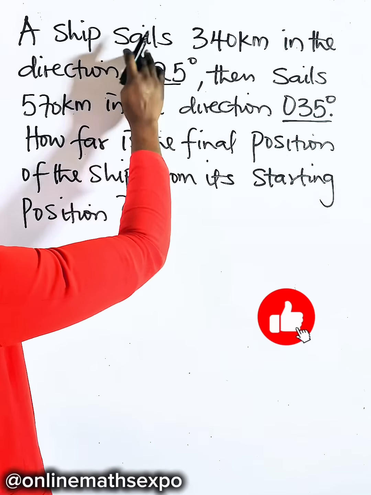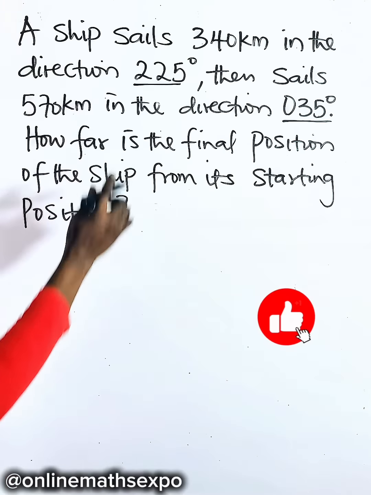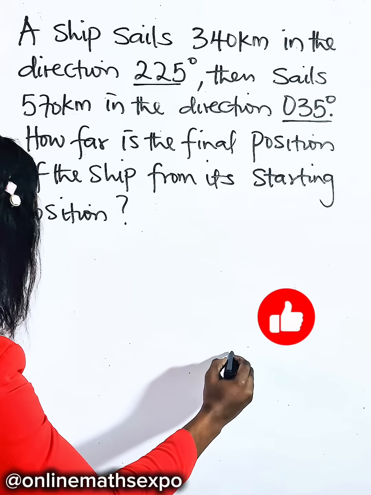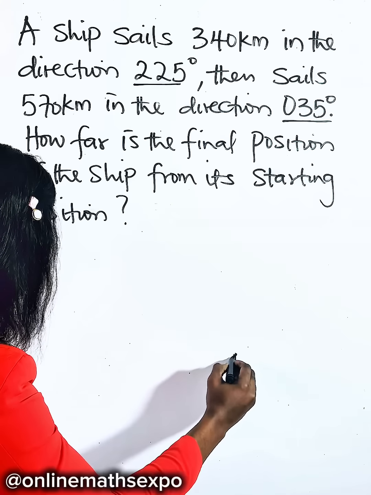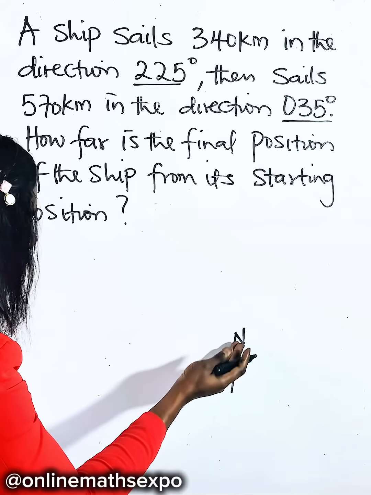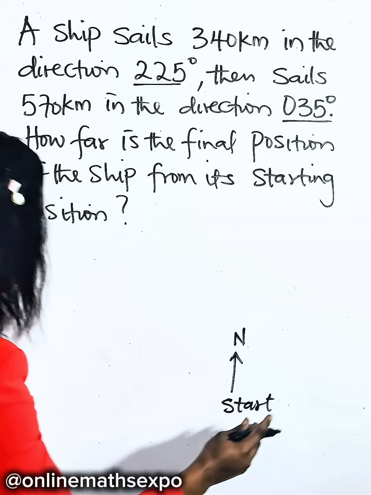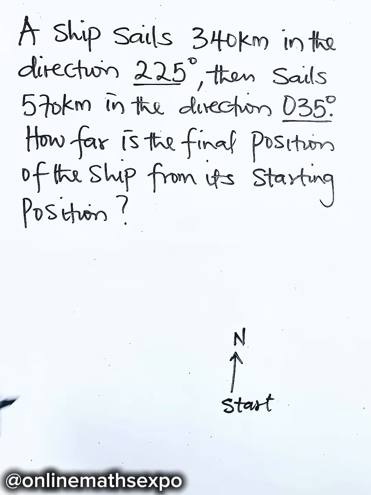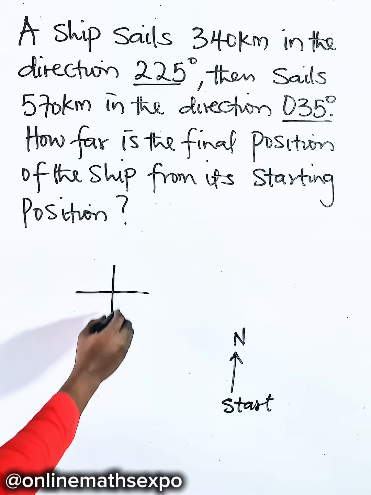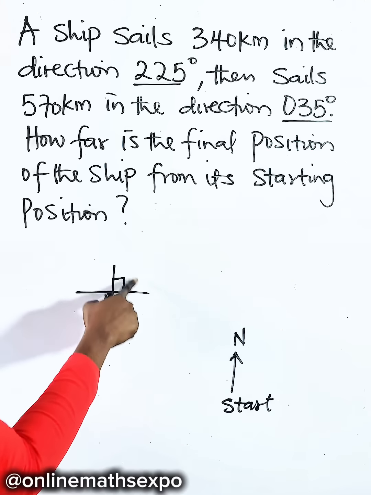A ship sails these kilometers in this direction. So what do you do? Let's take it that this is the start point of the ship. So I label my knots. So this is where the ship started. And what did it sail? It sails 225.